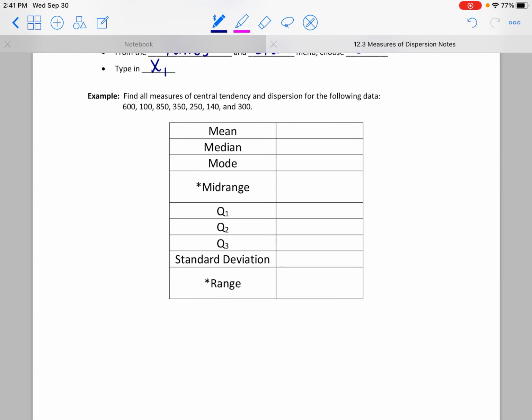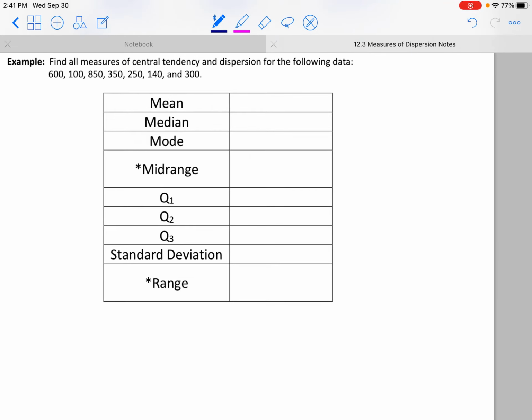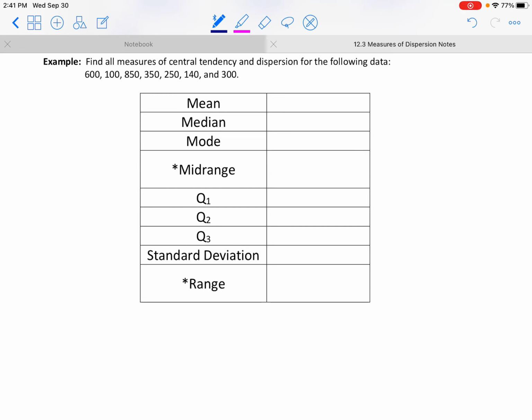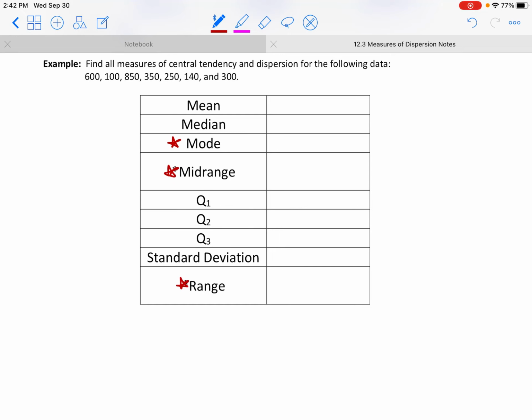Okay? Now, we're going to practice doing all of the measures of central tendency, the quartiles, standard deviation, all of it. The only things the calculator is not going to do for you would be the mode and the mid-range and the range. But that's okay, because those ones we can do on our own. And actually, let's knock those guys out right now. So our values are 600, 100, 850, 350, 250, 140, and 300. I don't see anything occurring any more often than anything else, so there's no mode.